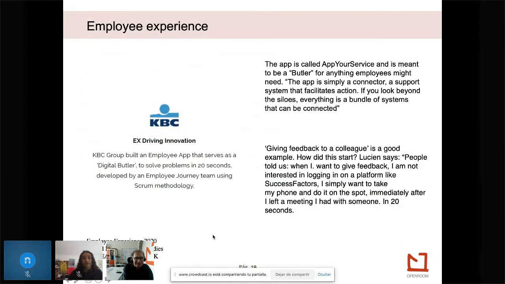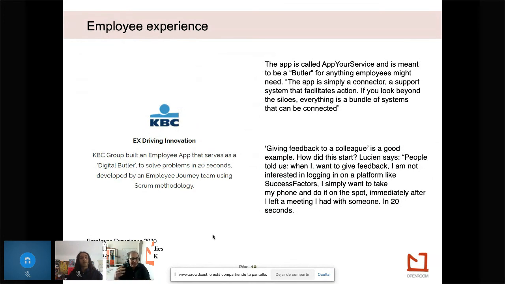On employee experience, I found this really interesting. This is a bank, KBC, and you can find it in the employee experience global report on best practice. They created an app called Up Your Service. It's something you go to for anything you need, and it helps you with the processes and the admin stuff. The app is a connector of the different systems of the company. But the unique thing about this case is that they made it with the 20-second rule. The 20-second rule means if you can't do it in 20 seconds, you don't do it anymore.